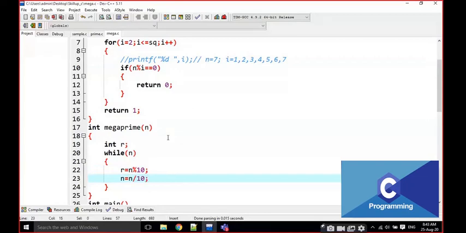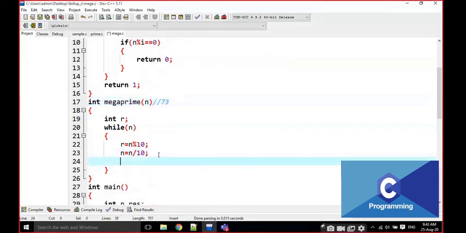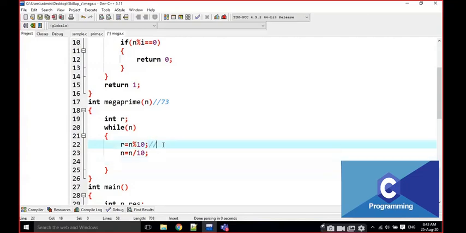What is the r value? R value is 3, then 7. For example, n is 73. First value is 3. The next value is 7. Like that. That's it. Nothing else. Now, here I am going to find whether r is prime or not. Is the 7 prime or not? Is the 3 prime or not? I am going to check here.